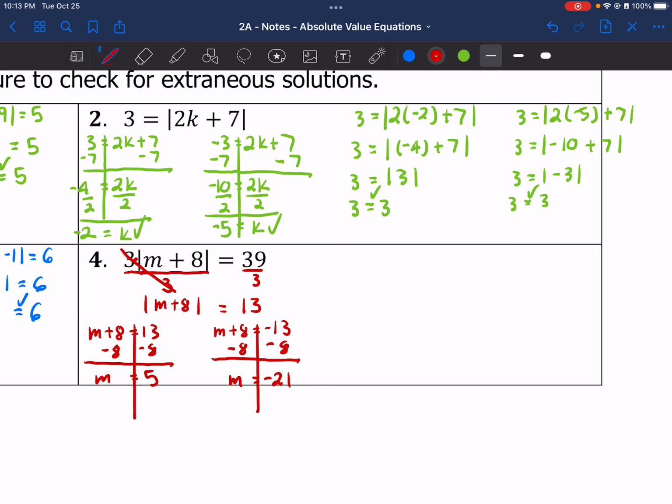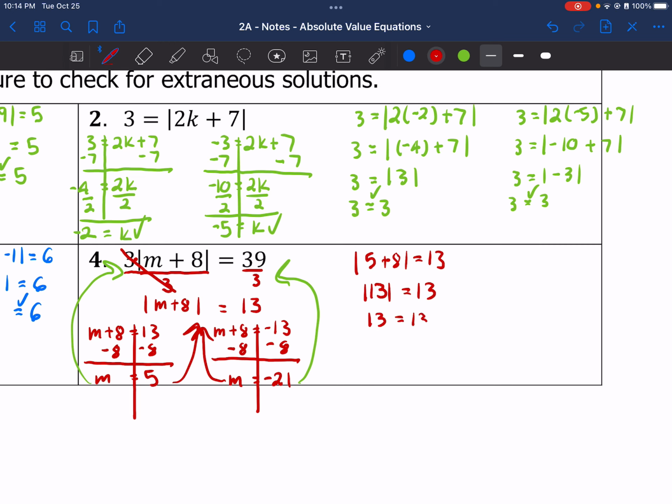We're going to plug our m back into our original equation. I'm going to plug it back into this equation right here, but if you want to plug it back into this equation, that is also perfectly fine. So plug it back into our original equation. We get the absolute value of 5 plus 8 is equal to 13. Well, 5 plus 8 is 13. The absolute value of 13 is just 13, so we get 13 is equal to 13. We know that m equals 5 is a solution.